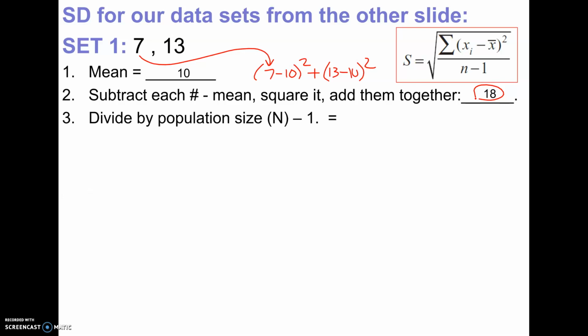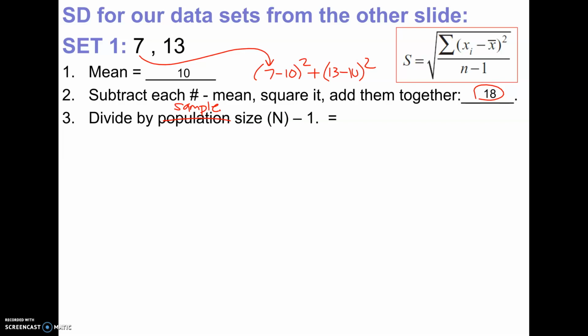Step 3, we're going to divide this by our sample size. I said population here, but technically a better word for this would be our sample size. This formula, by the way, is a little different. There's two versions, I should say, of this formula. One is for a sample, which is what we're doing. The other version of this formula is for a population.